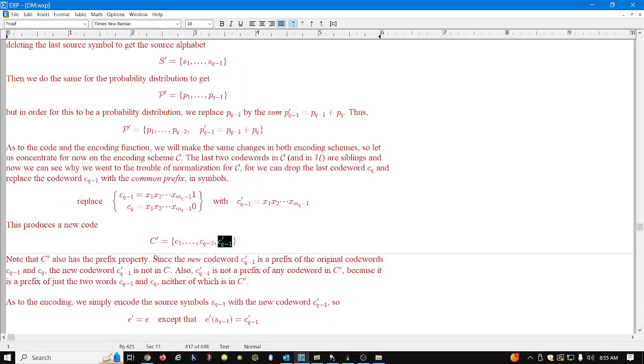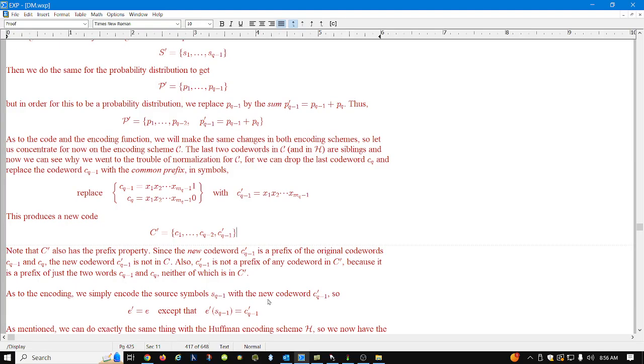So we have defined our shorter information source, S prime P prime. We have modified the instantaneous encoding scheme C to a new encoding scheme C prime. Here is the new code. It's one shorter than the original code to match what we did to the source alphabet. And here is the encoding scheme.